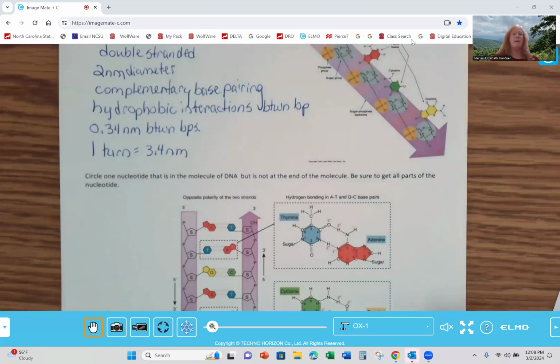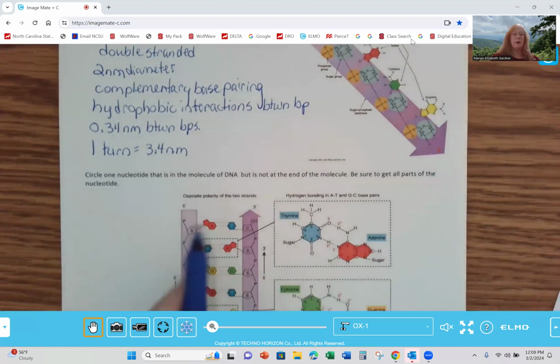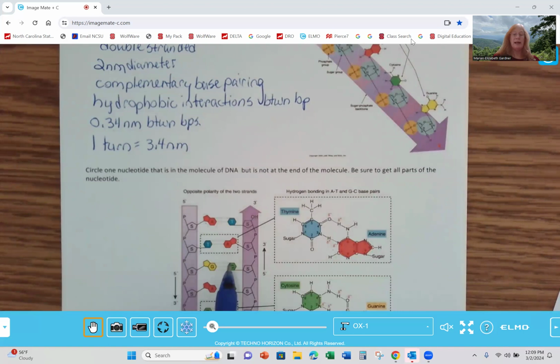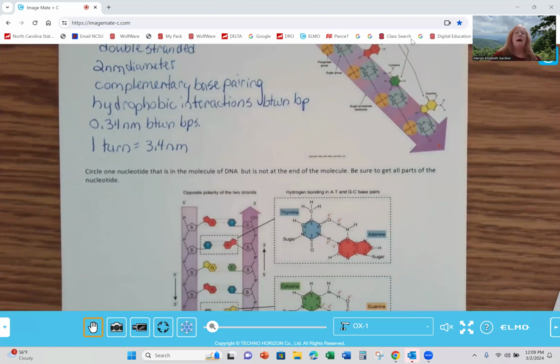Chargaff's contribution, remember he did base pairing studies, and he found that the amount of purines was always equal to the amount of pyrimidines. That makes sense if we're always pairing a purine with a pyrimidine. The amount of adenine was always the same as the amount of thymine. Again, A and T would be the 2 that pair. Guanine amounts, same as cytosine amounts, and that makes sense because the G and C pair.